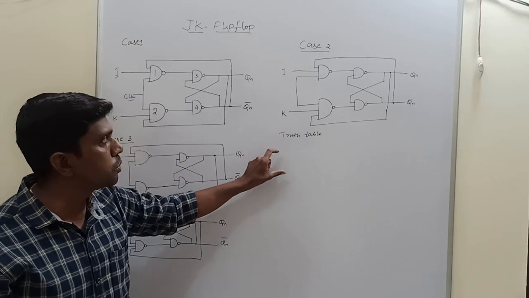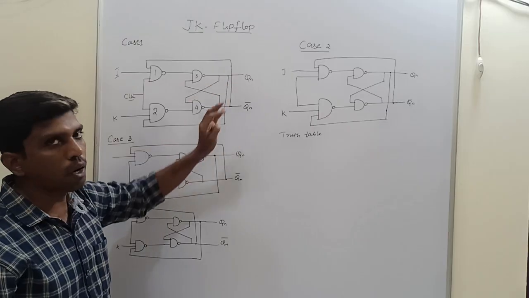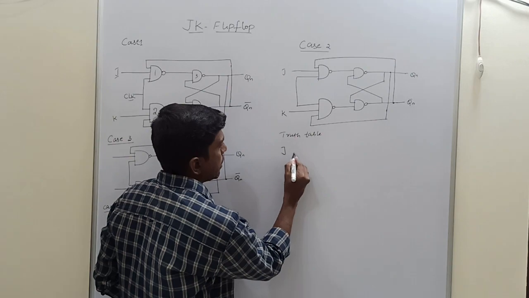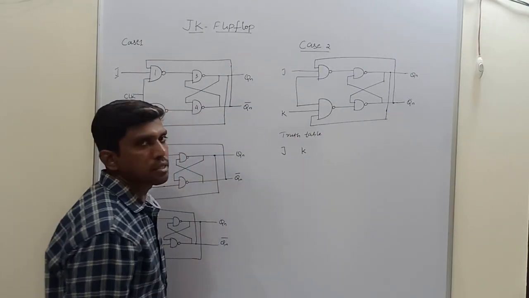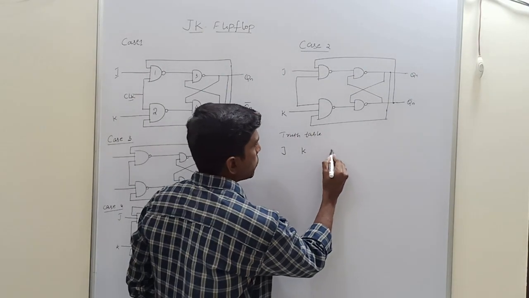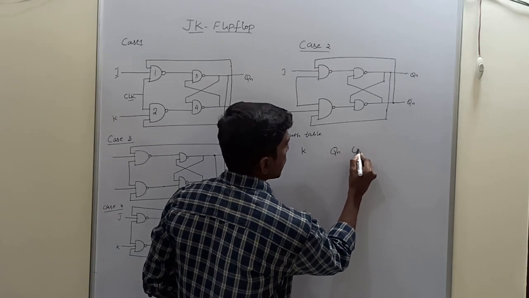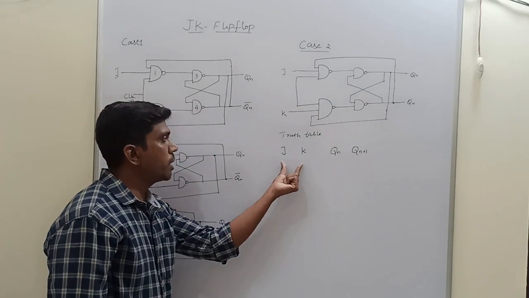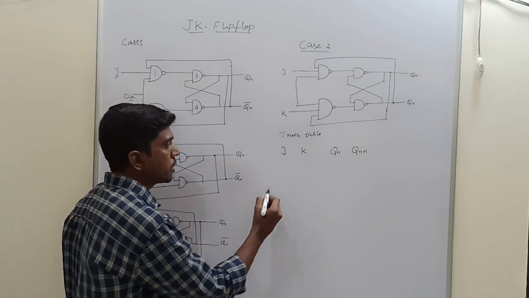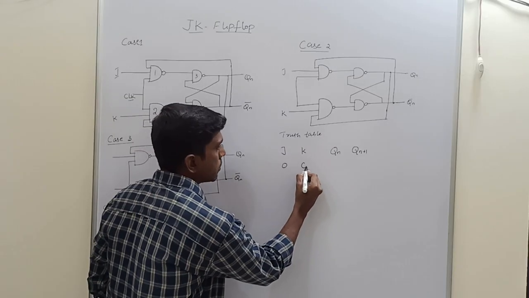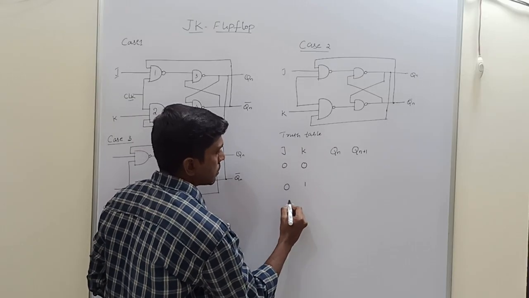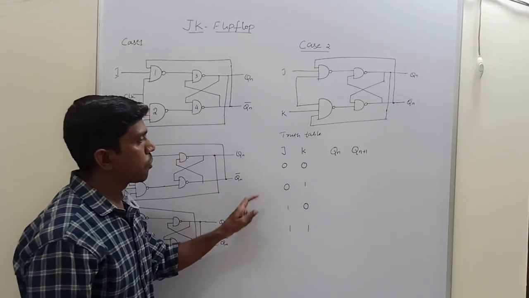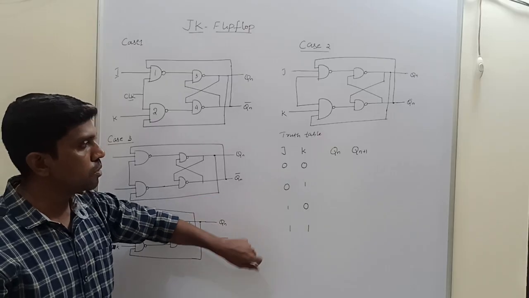With the help of the truth table, I will transfer the input to the output. There are 2 inputs, J and K. J and K are the input signals. Qn is the present state. Qn plus 1 is the next state. These two variables make 4 combinations of input: 0 0, 0 1, 1 0, 1 1.